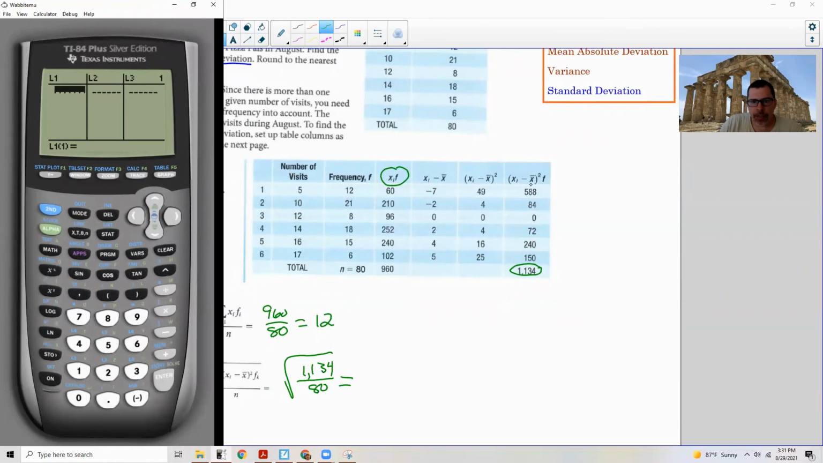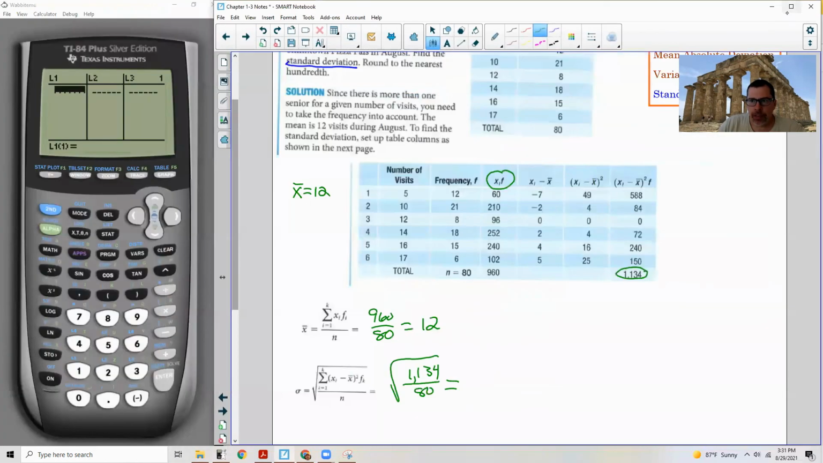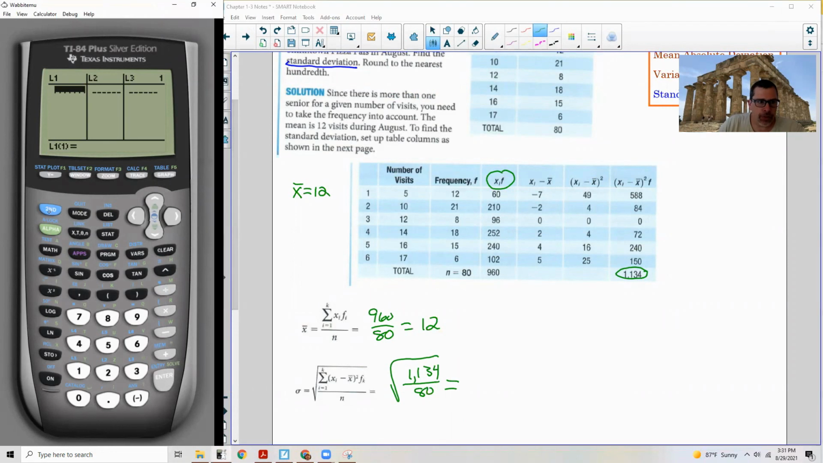X sub i minus x bar. We want, let's minimize this. We want the sum of x sub i minus x bar squared times f sub k, all over n. So let's just do the square root. Okay, the square root of 1,134 divided by 80, and we got the standard deviation of 3.76.